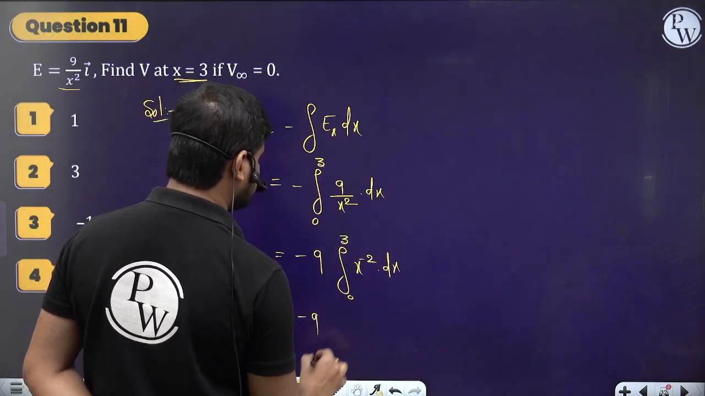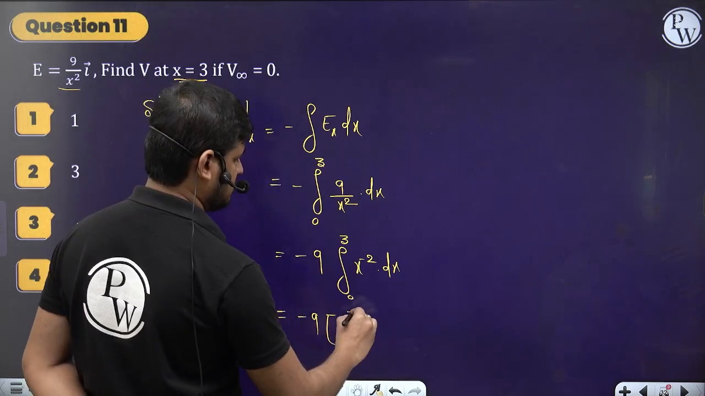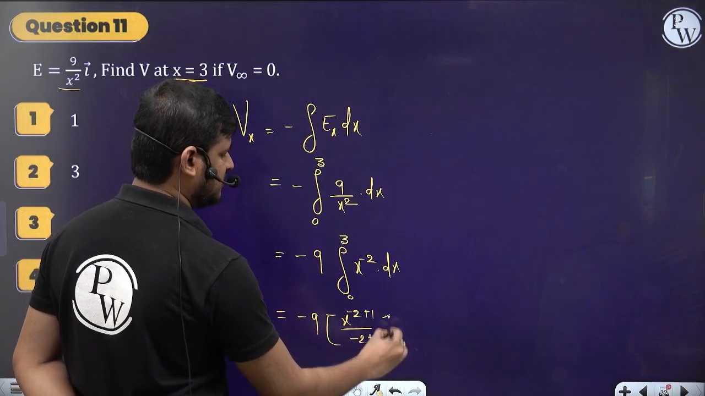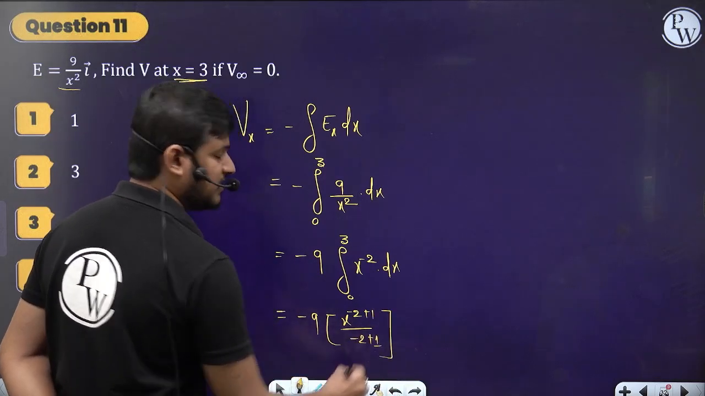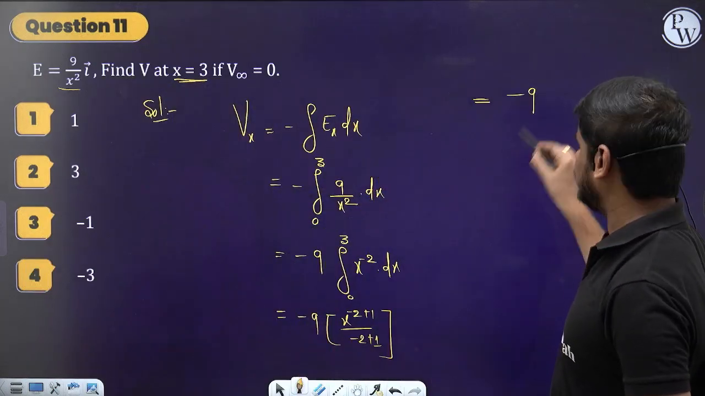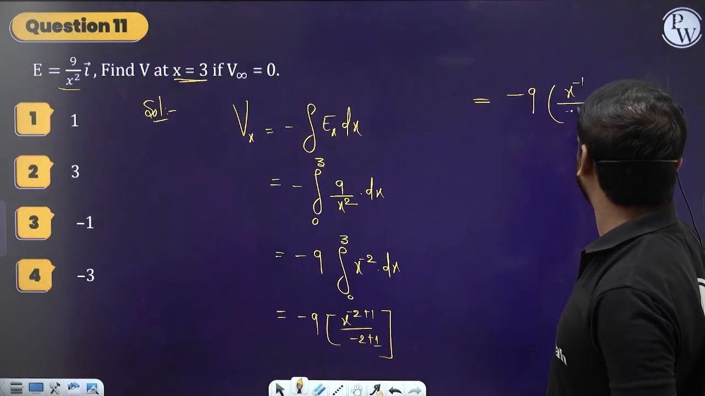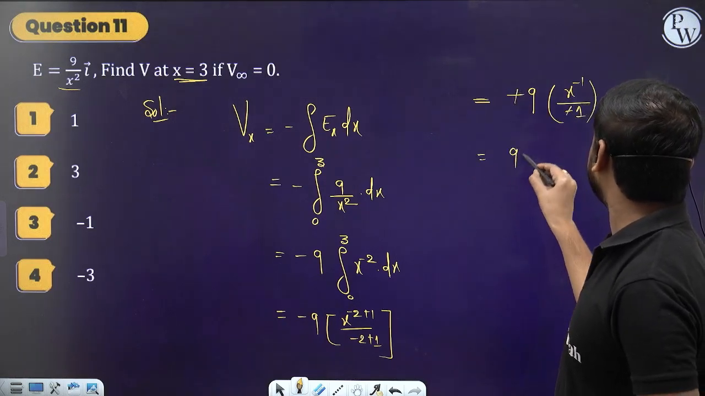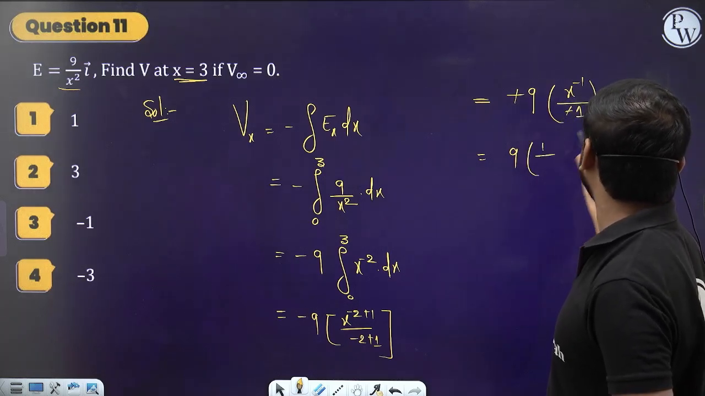So minus 9 into, how do you write the integration of this one? x to the power minus 2 plus 1 by minus 2 plus 1, into dx. We already did the integration, right? So minus this one, which is nothing but minus 9 into x to the power minus 1 by minus 1, since minus 2 plus 1 is minus 1. So here minus minus cancel. So 9 into, this is 0 to 3.